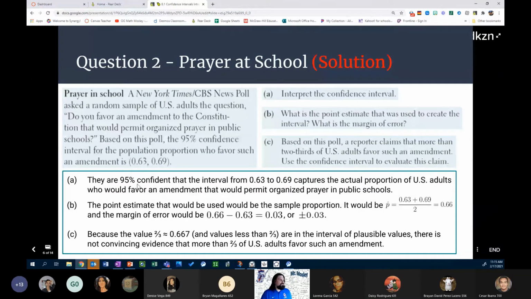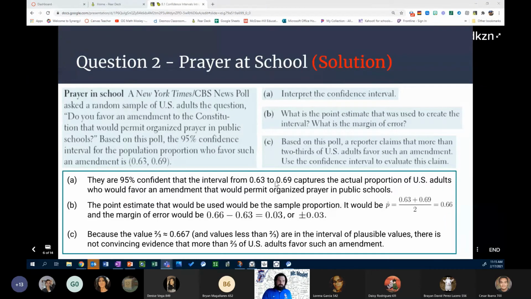So for part A, we are 95% confident that the interval from 0.63 to 0.69 captures the actual proportion of US adults who would favor an amendment that would permit organized prayer in public schools. And again, we're trying to be as specific as possible. We're using 95% confident, not 95% chance or 95% of our results or anything like that. We're 95% confident the interval from 0.63 to 0.69 captures the actual proportion.